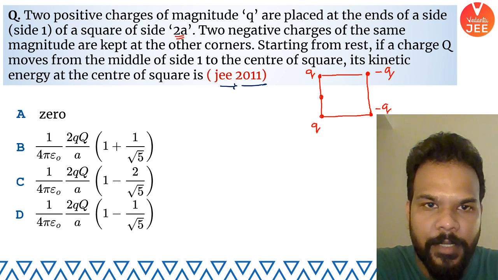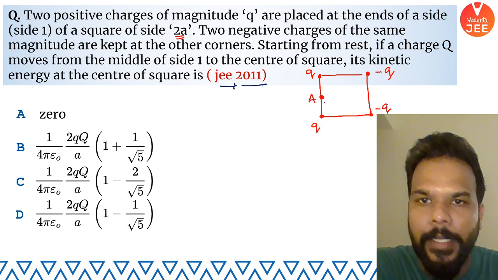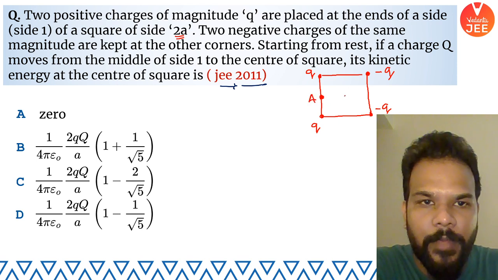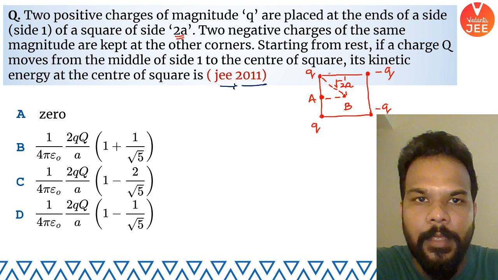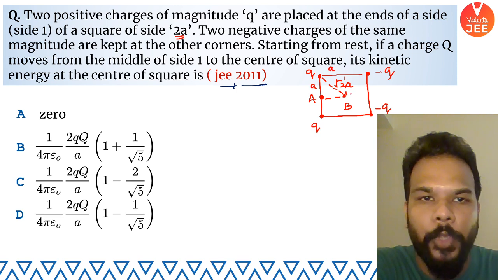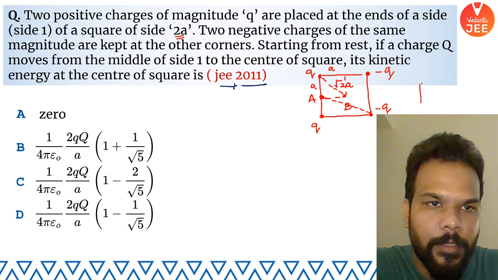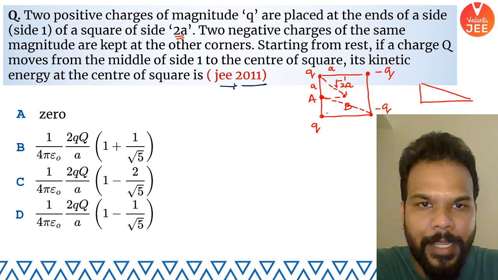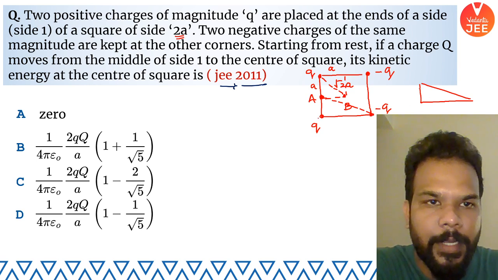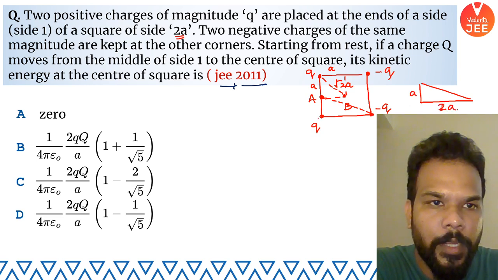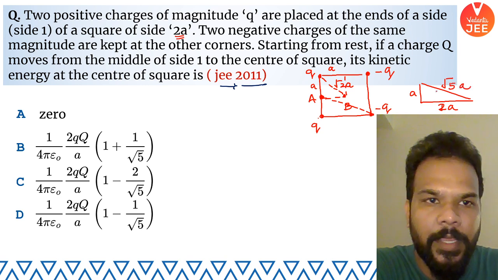so this is the middle of side 1, say point A. You're going to take it to the center of the square, which is this point B, at a distance root 2a. As you can see, these side lengths are a and a. If you try to find the distance of point A from this point, check this right angle triangle: this is a, this is 2a, so this is root 5a.